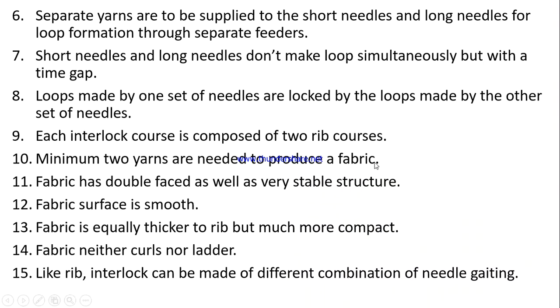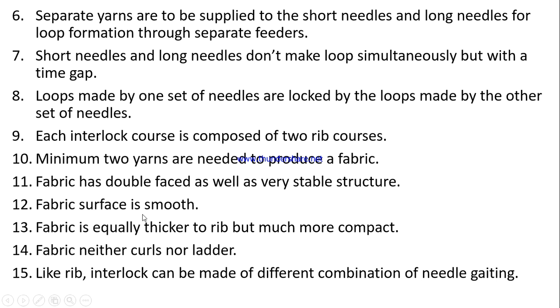Minimum 2 yarns are needed to produce this fabric. The fabric is double-faced as well as a very stable structure. Double-faced means both front and back look similar, because in both front and back only the face loops are visible. The back loops are hidden inside the structure. That's why this kind of fabric is called double-faced fabric. It is very stable because of the interlocking. The loops are locked: the face loops are locked by the back loops and the back loops are locked by the face loops. That's why the structure is very stable.